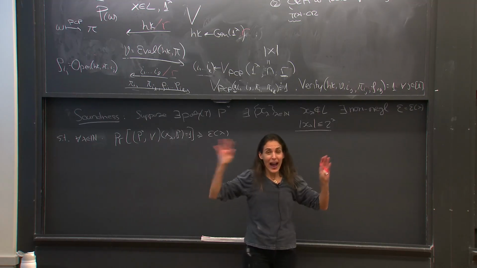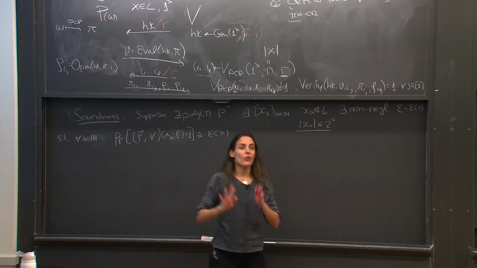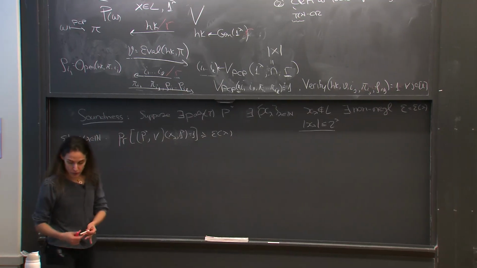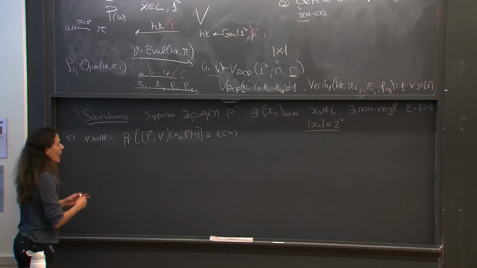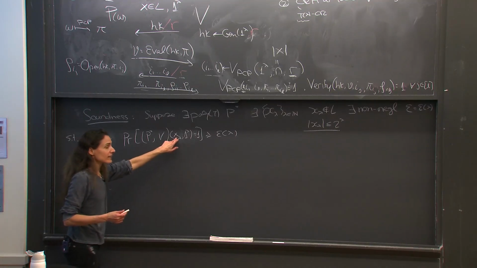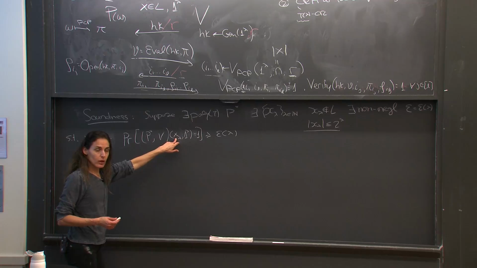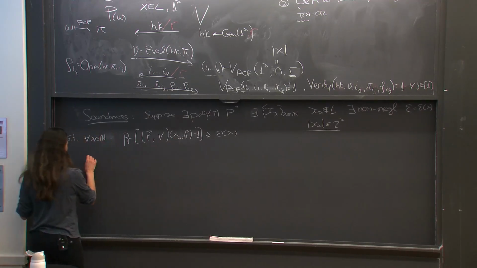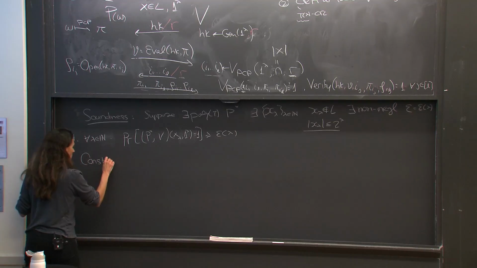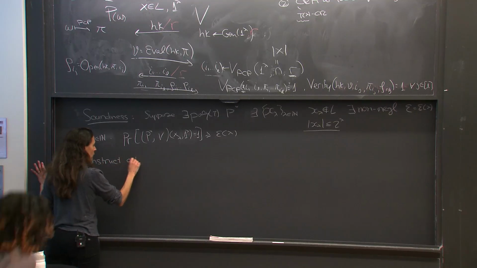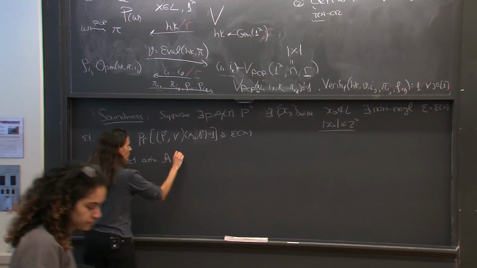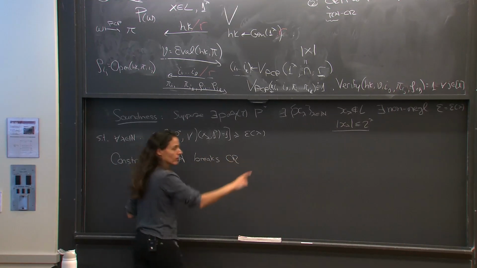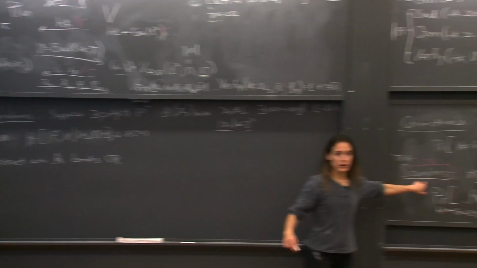So that's the high-level idea, but let me say everything I said now slowly, okay? So suppose I have a cheating prover that succeeds in convincing for x not in the language. I'm going to find a collision to the hash function. So we're going to construct an adversary A that breaks the collision resistant property.